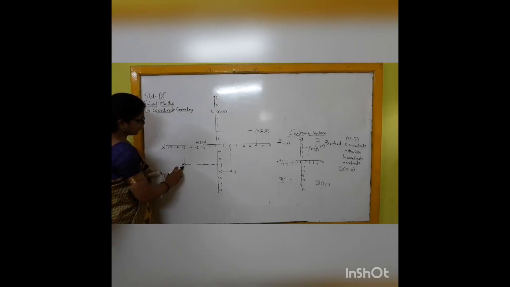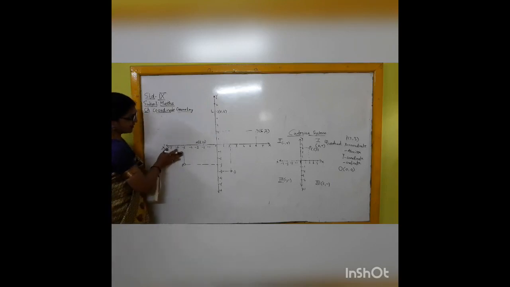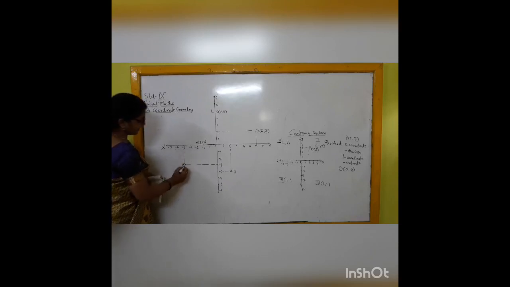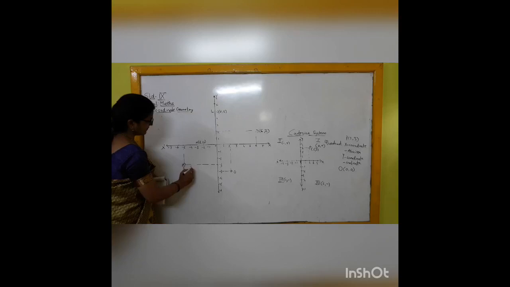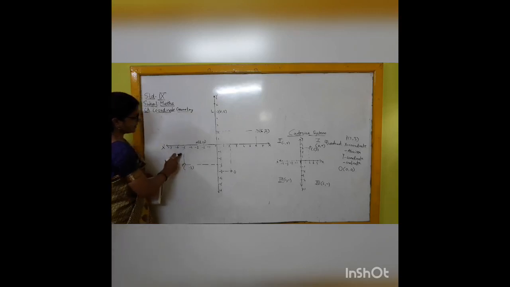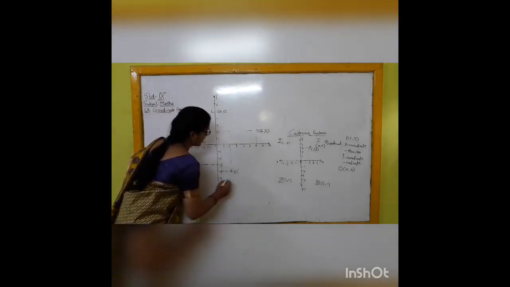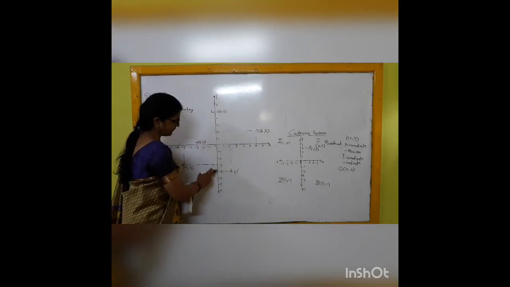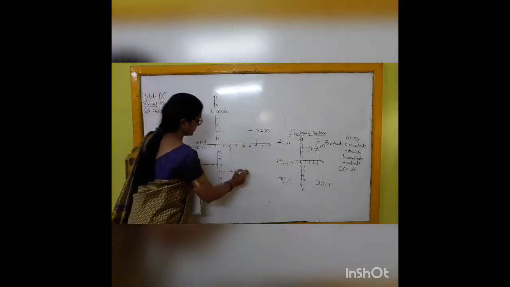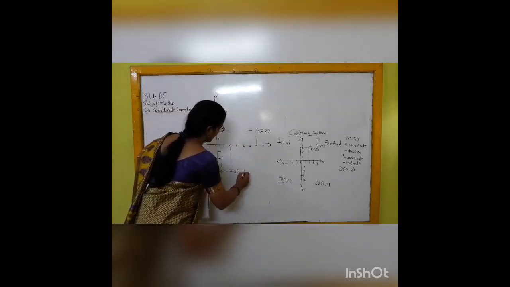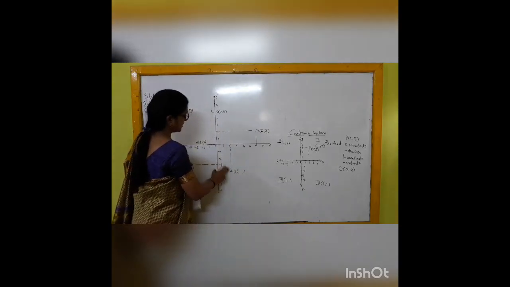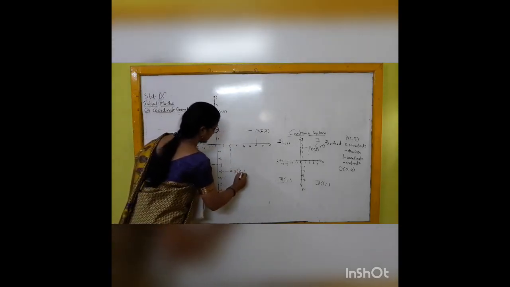What about the coordinates of point H? It is at 3 unit distance from the y-axis on the negative side, and 5 below the x-axis, so its coordinates are (-3, -5). Now next is point G. The coordinates of point G: it is at 4 unit distance from the x-axis, so the y coordinate is 4, and it is at 2 unit distance from the y-axis, so the x coordinate is 2.